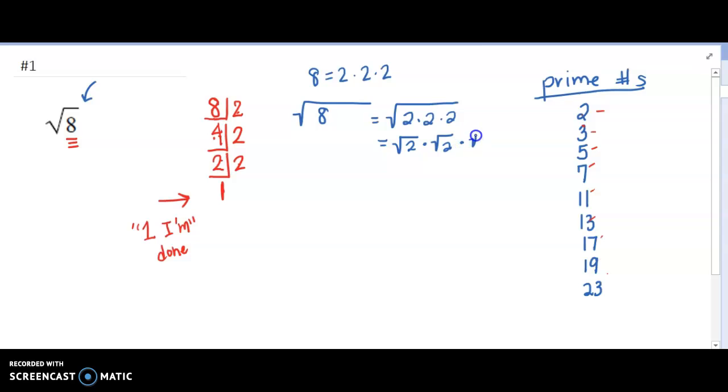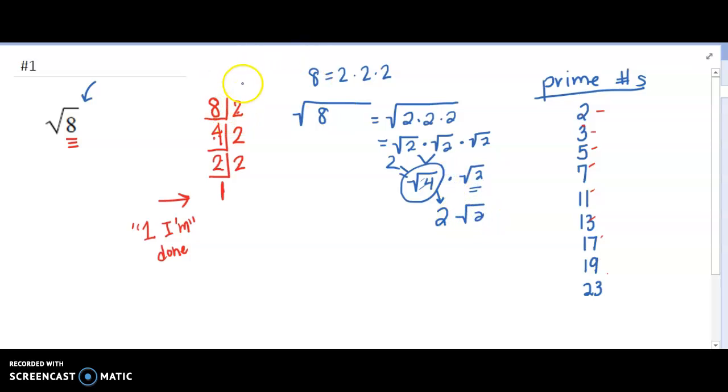It's the same thing as the square root of 2 times the square root of 2 times the square root of 2. Or if we put these together, the square root of 4 times the square root of 2. Well, the square root of 4, guys, is 2. So 2 comes out front. We can drop the square root under this because this is just equal to 2. But we're left with the square root of 2.